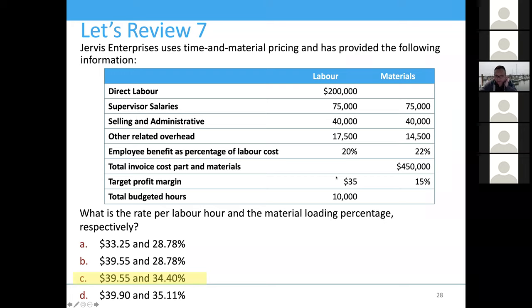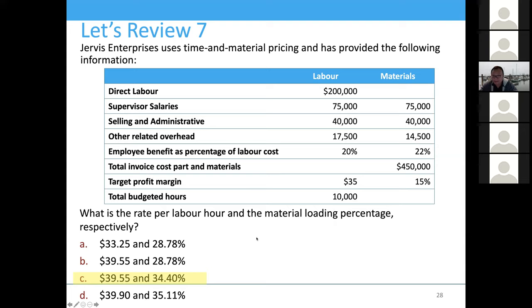So what happened here is, the labor cost is the direct labor salary, supervisor salary, and the salespeople's salary, right? You add them up, and this is your labor cost. That's the 315,000. And 20% of that is the benefit, so that's the 63,000. So 315,000 plus 63,000 plus 17,500 together equals 395,500. And you divide it by 10,000, you get 39.55, okay?